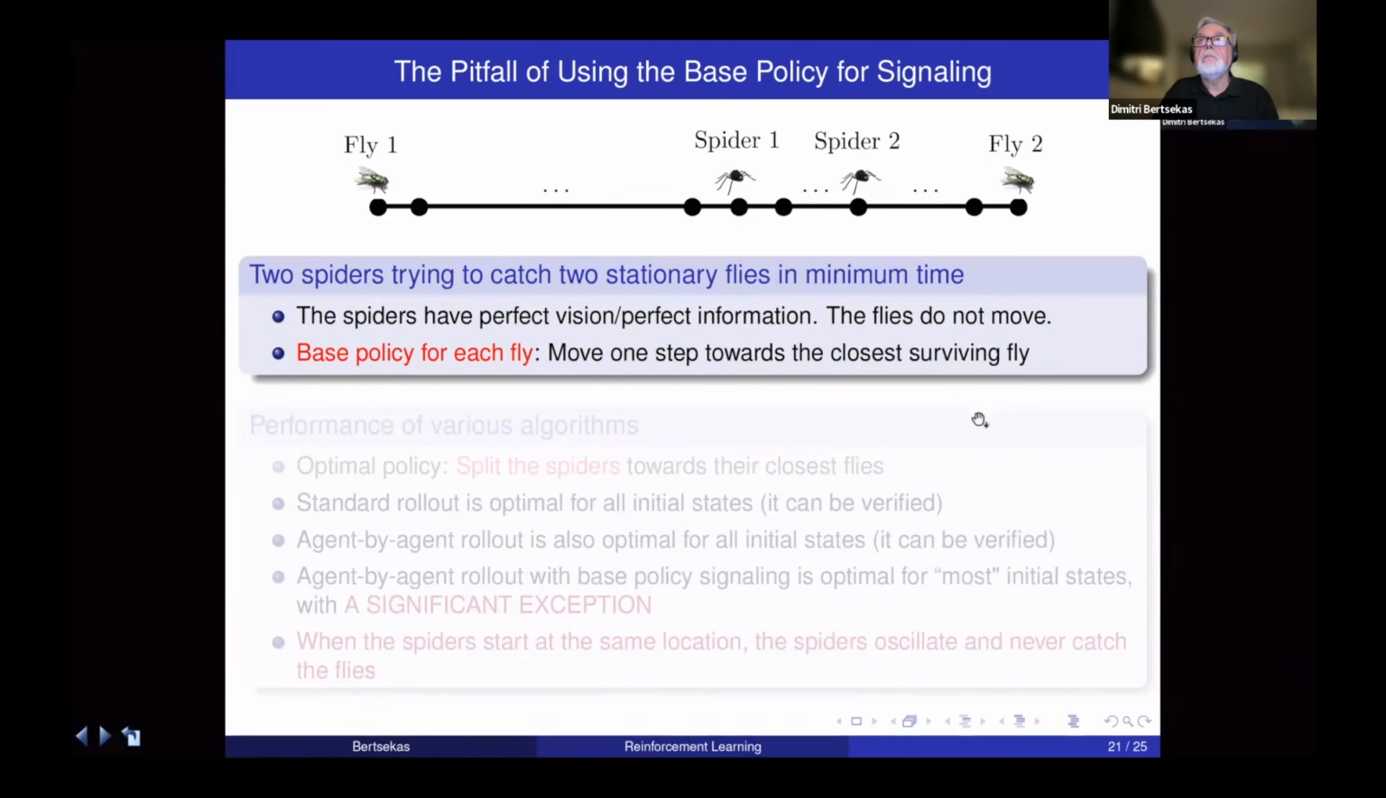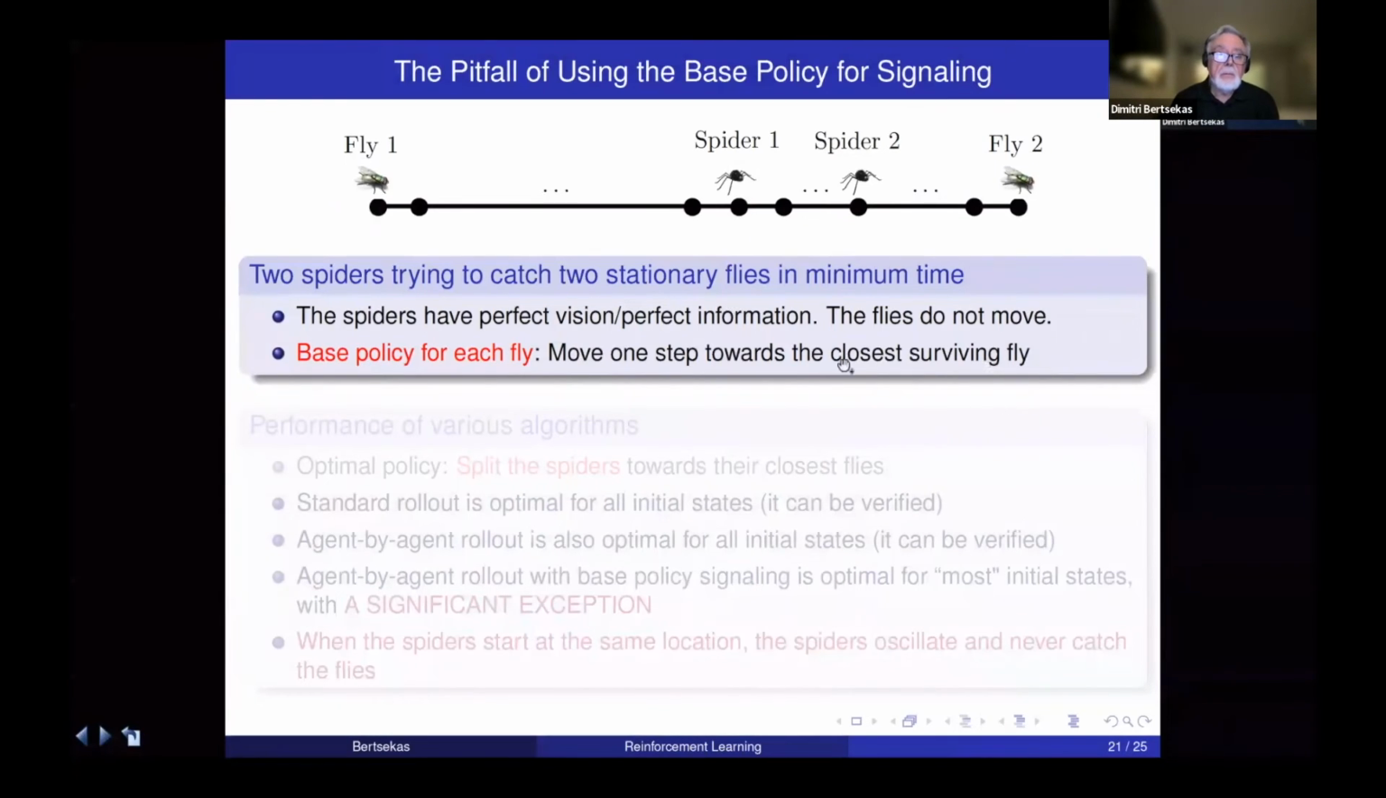On the other hand, this is not optimal, right? Because, for example, for this state here, the base policy would move both spiders towards this fly. This spider is going to arrive first, and at that point, they both reverse course and go towards fly number one, right? They move one step towards the closest surviving fly.